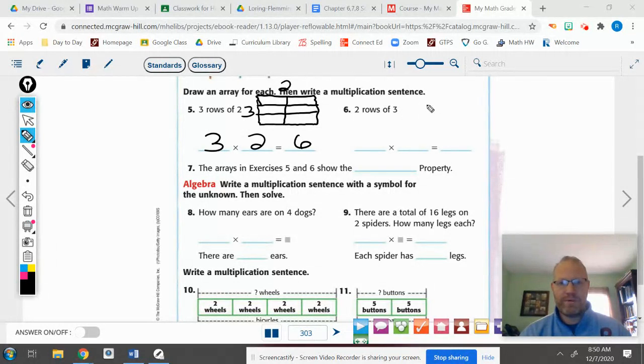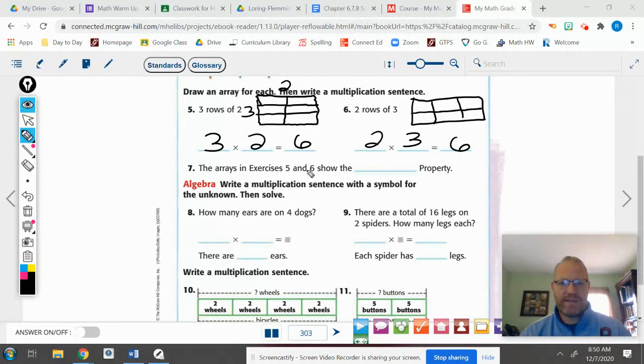Now we have 2 rows of 3. So it's the same idea, except this time we're going to have 2 rows. So we're cutting 1 time there, and we're going to have 3 columns. So we have 3, 6. We're counting by 3s here. So now we have 2 times 3, 2 groups of 3. And that still equals 6.